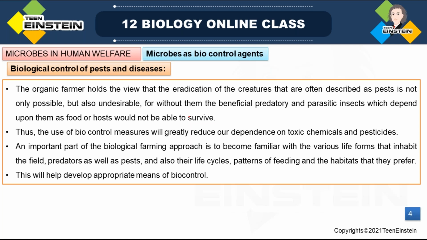So the use of biocontrol measures will reduce the usage of toxic chemicals. Instead of using toxic chemicals, they can manage the pest with biocontrol measures. Instead of spraying some kind of insecticide or pesticide and killing that particular pest, they keep them at a manageable level. So they are not depending upon toxic chemicals and pesticides.